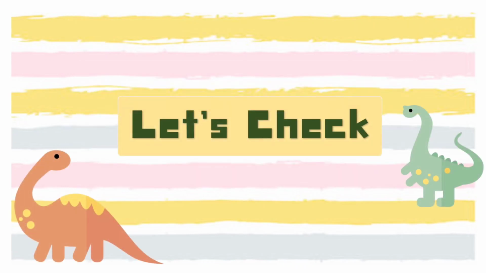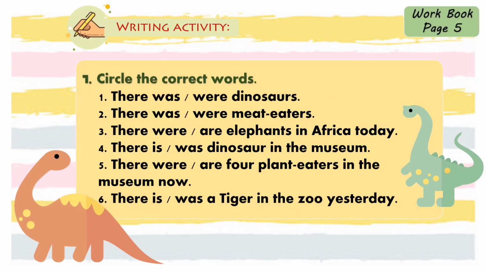Okay, so I guess you're done answering your work. So let's check. You can use a red pen to check your answers. So for part 1, circle the correct words. There was or were dinosaurs. The answer is were. Number 2, there was or were meat eaters. What's your answer? Were. It's plural. Meat eaters.